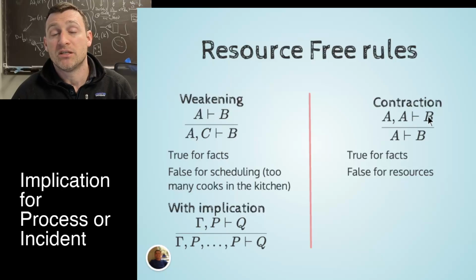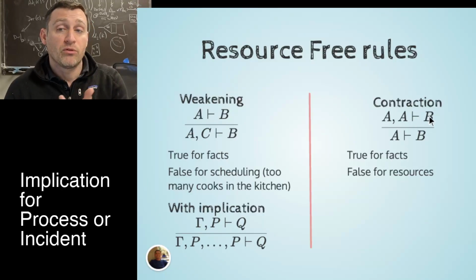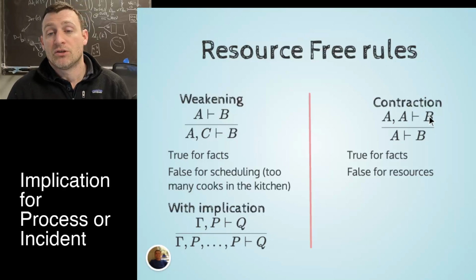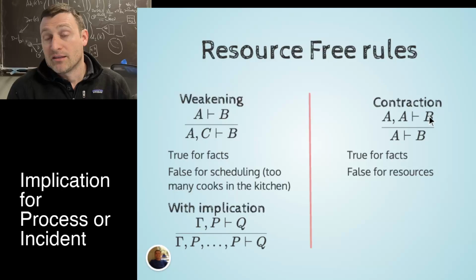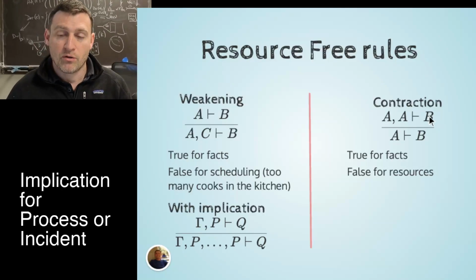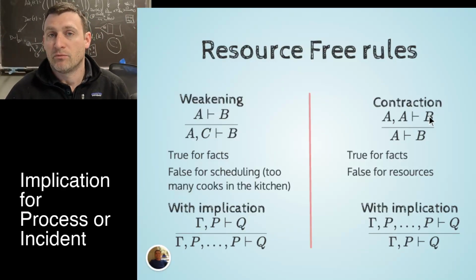If I had A comma C entails B, I wouldn't necessarily be able to get rid of C because it could be that both of those together give me B. So this is true for facts, but false for resources. If you have 1 egg, that's not the same as having 2 eggs. So we wouldn't call these equivalent. With implication, what this does is that we can simplify a long list of premises to a short list of premises, and that's the information we would want.